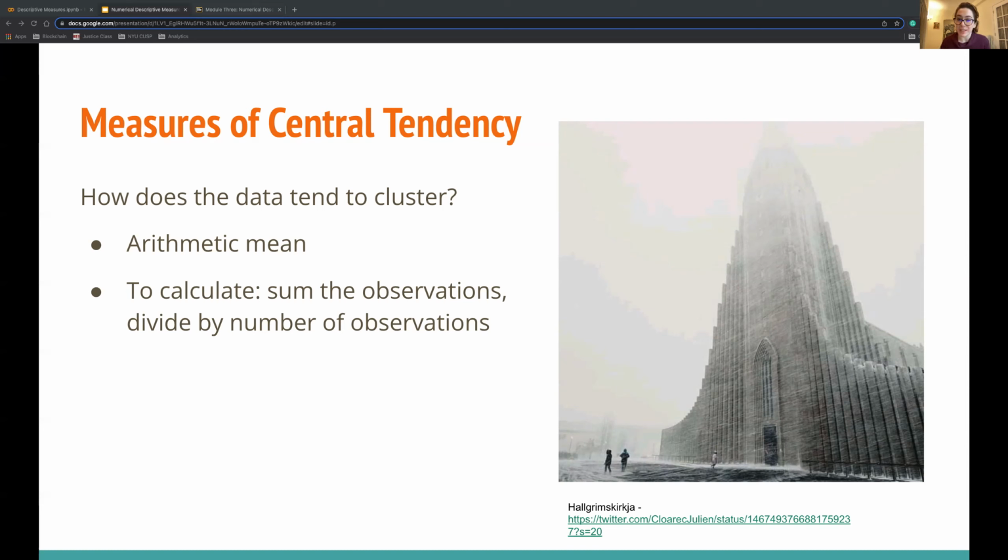When it comes to calculating the mean of a variable, such as the tower height in this image, we would add up the height of all the towers along the facade and then divide by the total number of towers.